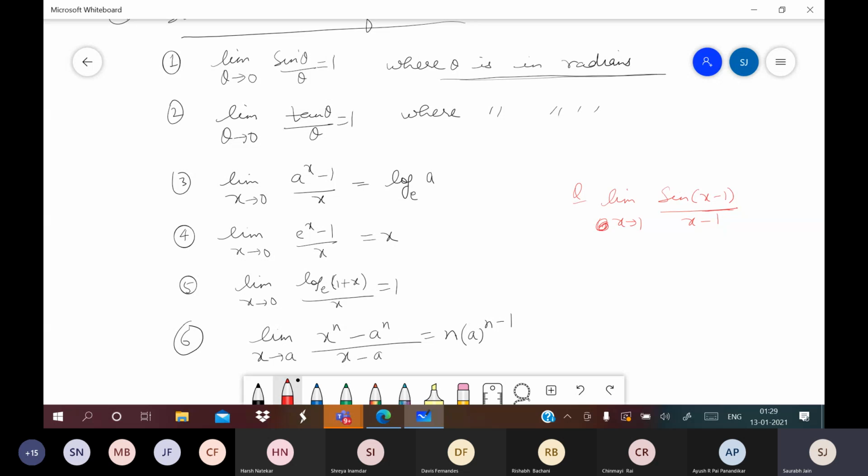Sine of the angle is x minus 1, and the same is present in the denominator. Now both of them are tending to 0. Why? Because x is tending to 1. If x is tending to 1, you put 1 here. What will happen to the whole value in the bracket? It will tend to 0. And I have not used the symbol of degree, so it is in radians.